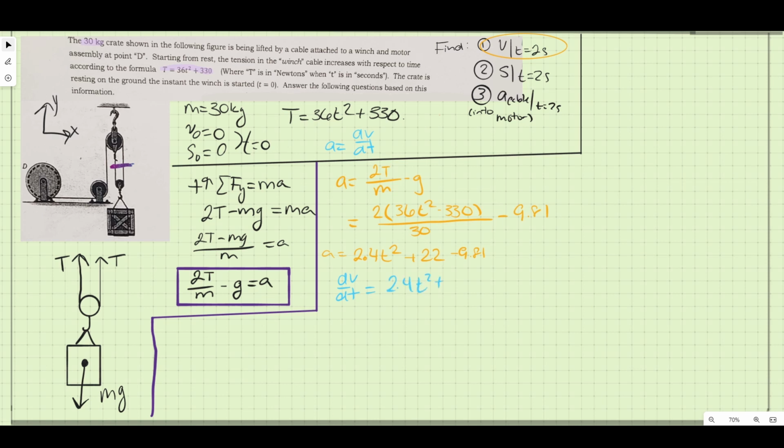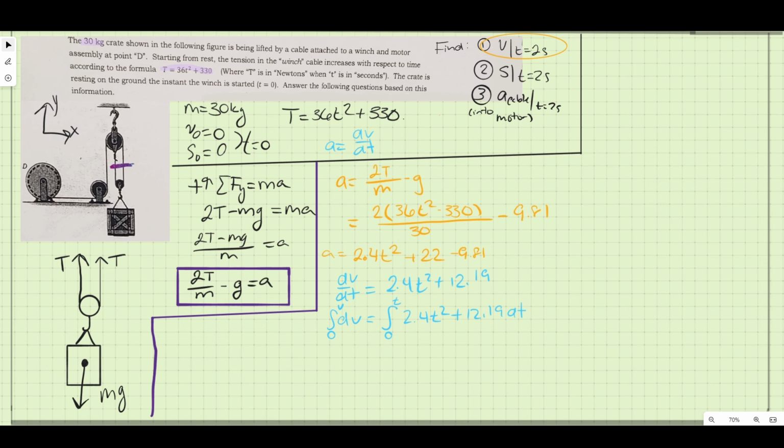plus 12.19. We took 22 and subtracted 9.81 from it. Then we will multiply dt throughout, and we'll end up integrating dv equals the integration of 2.4 t squared plus 12.19 dt. For this, we'll need some upper and lower limits for our integration, and for that we will say that there's a lower limit of 0 and an upper limit of v for dv on the left side, and there's a lower limit of 0 and an upper limit of t on the right hand side.